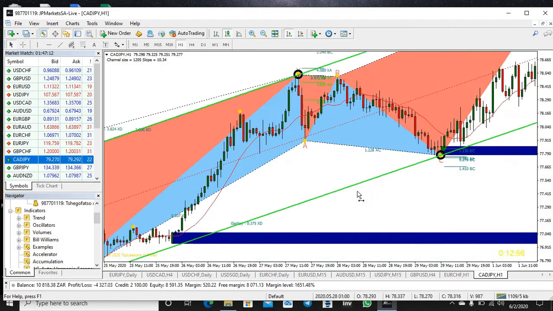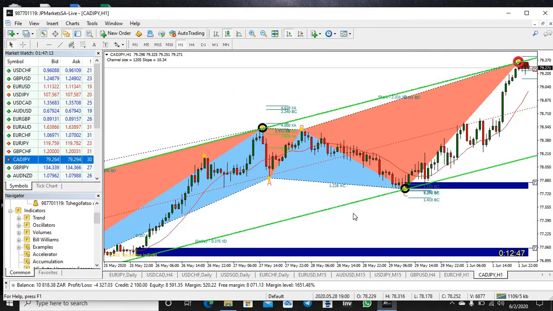So let me just try to explain what's happening here. The system draws you a channel that shows you the direction of the trend. It gives you entry points. It draws support and resistance, and then it gives you strong entry points.